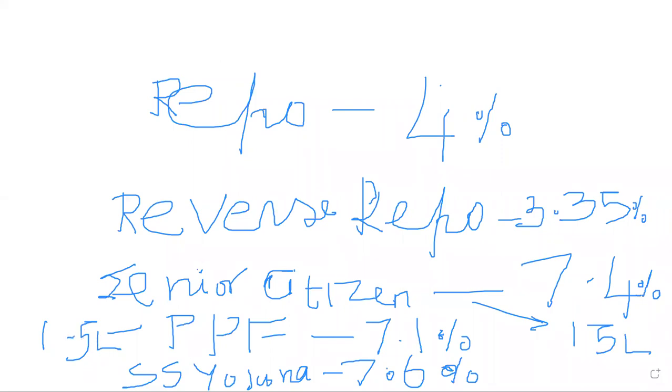It is 1.5. This also 1.5. Sukanya Sammriddhi, per year one can deposit 1.5 lakhs only. These are the points I thought I should share with you.